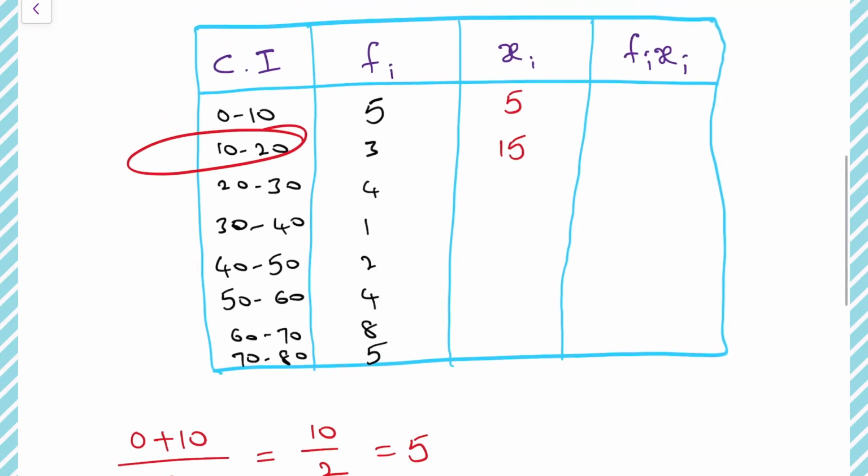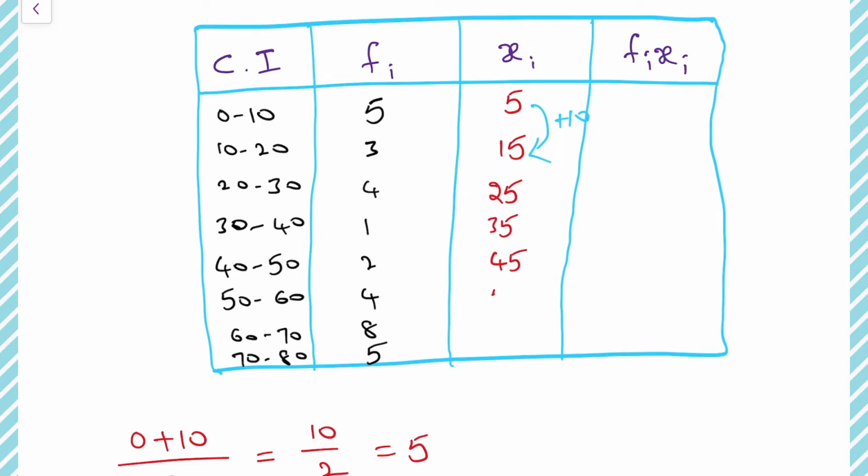Now for the remaining ones, to find out more class marks, there is no need to do this kind of calculation every time. Just 5 to 15, what is the difference? Plus 10, right? So keep on adding 10, that's it. 5 plus 10 is 15, 15 plus 10 is 25, 25 plus 10 is 35, 35 plus 10 is 45, 45 plus 10 is 55, 55 plus 10 is 65, 65 plus 10 is 75. So these are the xi, or else class marks.